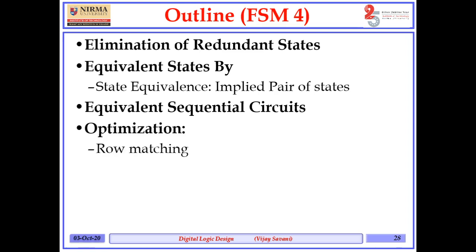First we will see the row matching method, and for that purpose, to get a clearer idea, we will take one example and apply the theory of row matching on that example to reduce the number of states. We continue the same example to reduce the state table further.